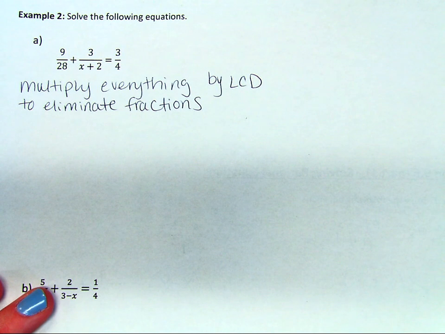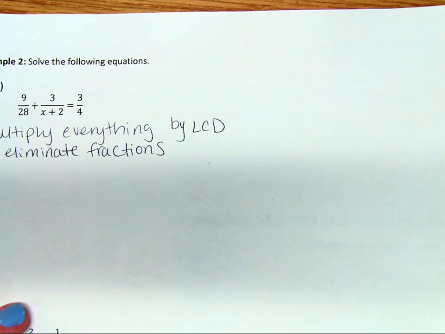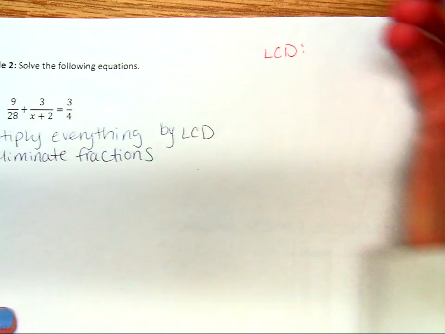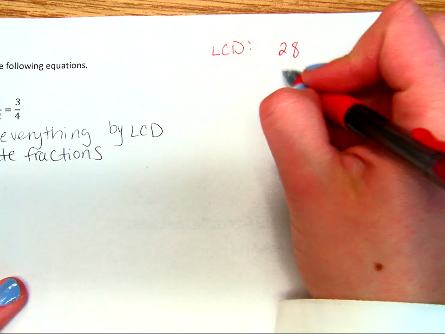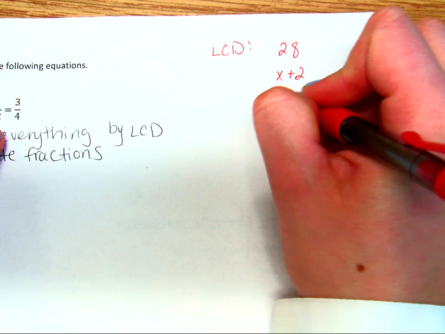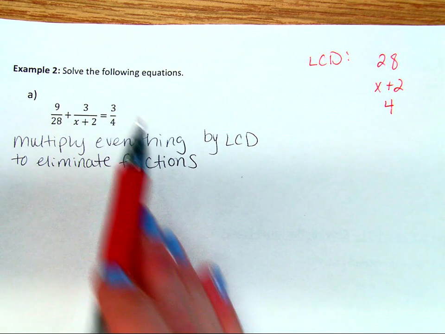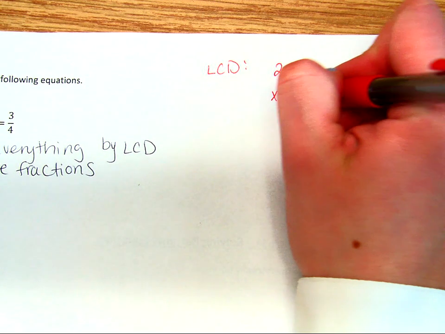Okay, so I'm going to look at my three denominators. I'm going to do some side work over here. This is to find my least common denominator. I'm going to write down all of my denominators: 28, x plus 2, and 4. Those are my three denominators. Then I'm going to factor them if possible so I can do my circling.